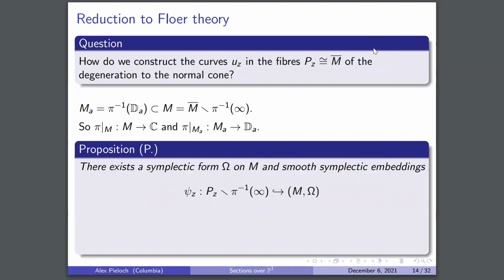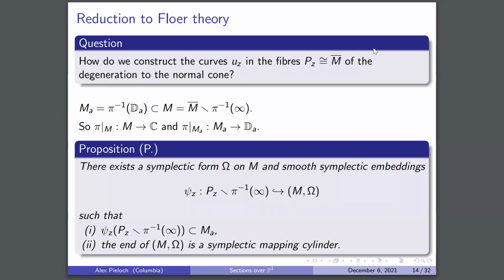We find some symplectic form, capital omega, on M. And for each one of these fibers of our degeneration of the normal cone, we find an embedding of these spaces into this fixed symplectic manifold M omega. So we take each one of these fibers and we put them in some fixed reference symplectic manifold. And we have two conditions. The first is that the image of these embeddings lies in this compact subset M sub A. So we take this open thing and we push it into some compact subset. And the second condition is that the end of this M omega is a symplectic mapping cylinder. So we actually deform it to some very nice end-like structure.